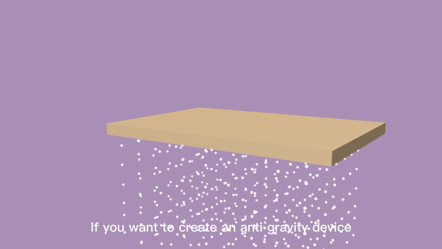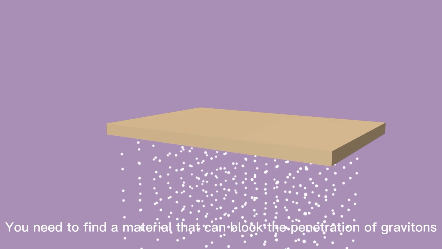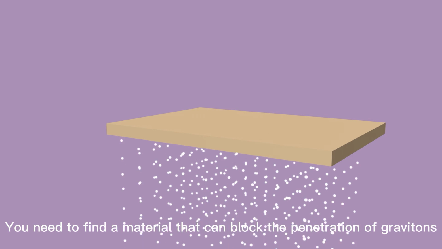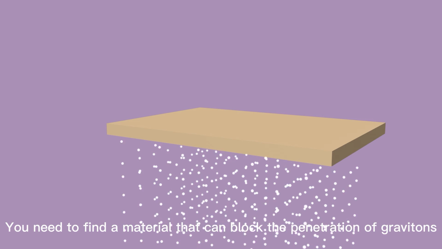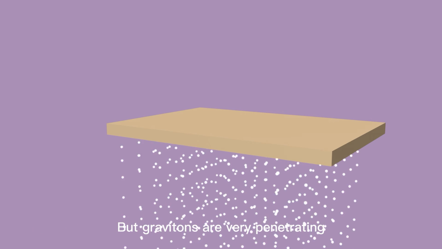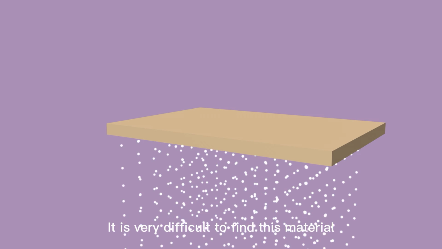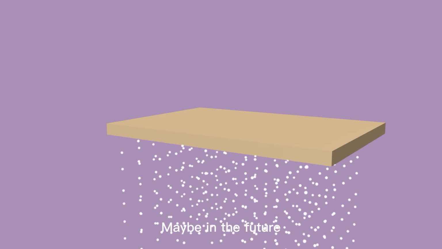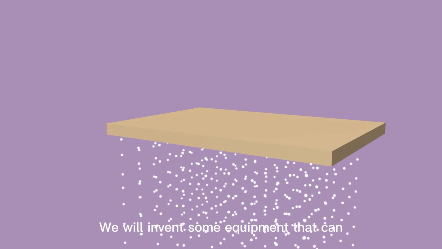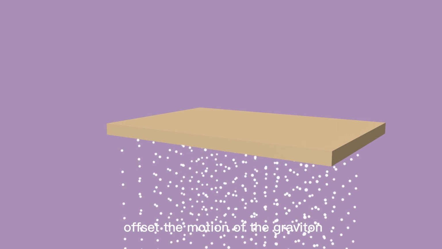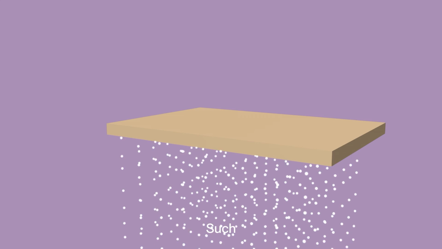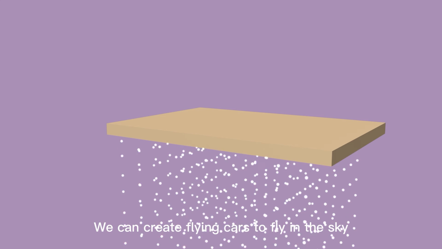If you want to create an anti-gravity device, you need to find a material that can block the penetration of gravitons. But gravitons are very penetrating. It is very difficult to find this material. Maybe in the future, we will invent some equipment that can offset the motion of the graviton. Then we can create flying cars to fly in the sky.